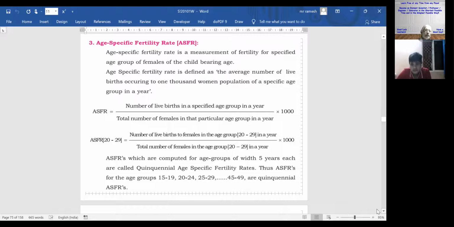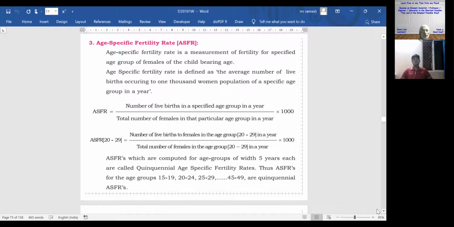So next item is age specific fertility rate. Age specific fertility rate is a measurement of fertility for specified age group of females of the childbearing age. It is defined as the average number of live births occurring to 1000 women population of a specific age group in a year. So here we will not take all the people from 15 to 49, but whatever age group is specified in the problem, that particular age group only we will take.